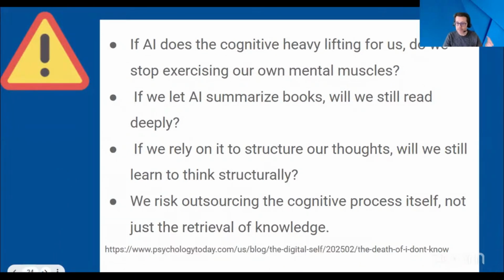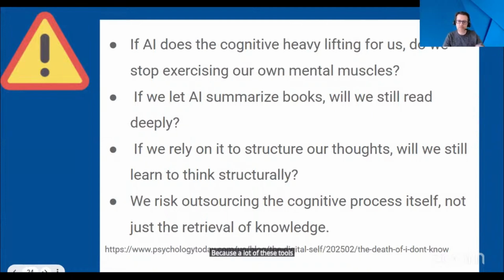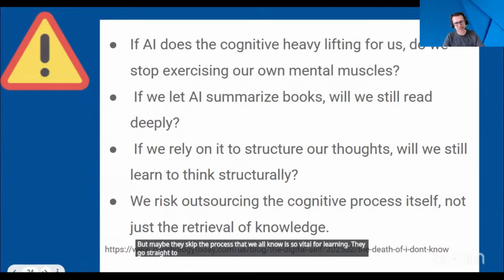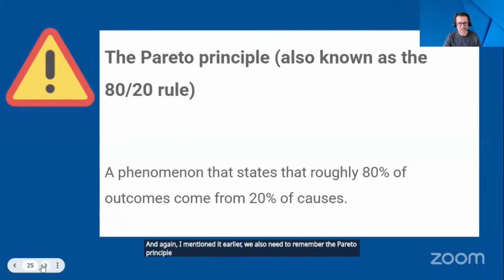which again comes back to digital minimalism and starting with our first principles. What do we really want to do? Because a lot of these tools are extremely good at creating product, but maybe they skip the process that we all know is so vital for learning. They go straight to performance and they miss out the learning part, in other words. And again, I mentioned it earlier. We also need to remember the Pareto principle. 80% of outcomes come from 20% of causes.